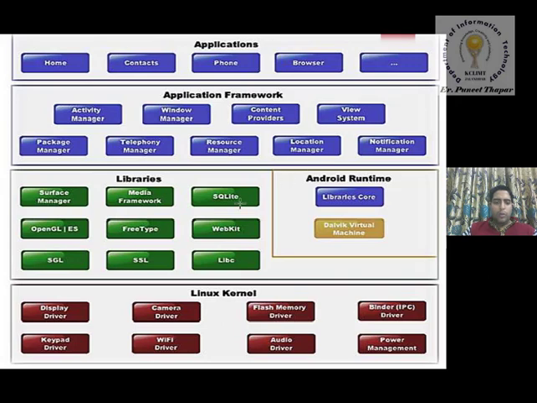You can see that it uses display drivers, camera drivers, flash memory drivers, binder, power management, and audio drivers, with different drivers for different applications. If you want to use a camera, you use a camera driver; display drivers for display devices; flash memory drivers for memory; Wi-Fi drivers; and audio applications use the audio driver. All the drivers are at the kernel. So this is the basic architecture view of Android.